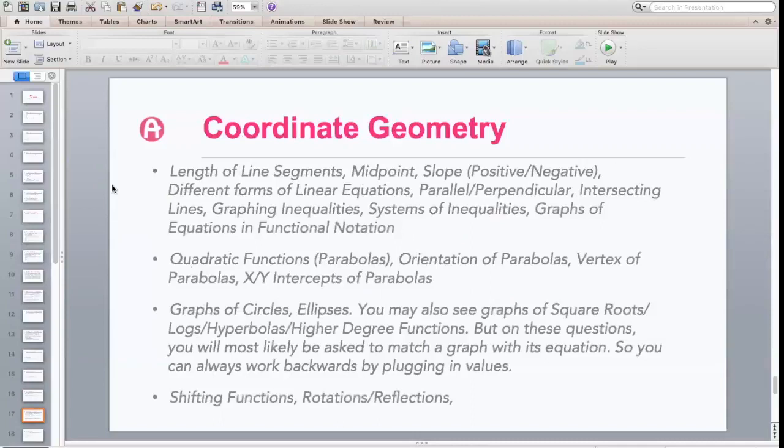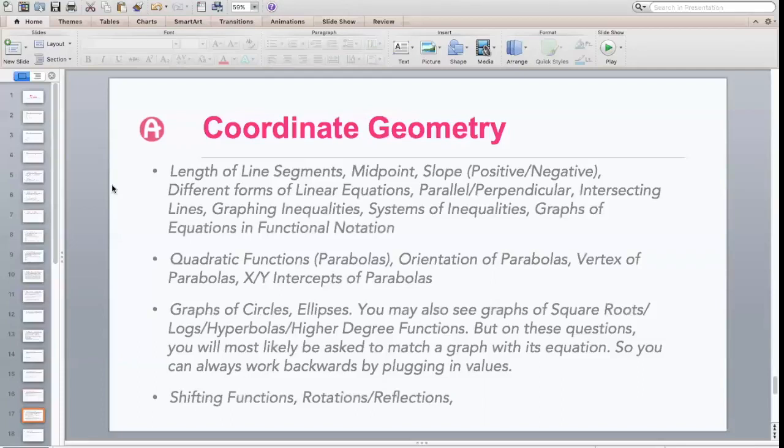They'll need to be able to find the length of line segments. Although they don't need to memorize the distance formula, I find it's helpful for them to conceptually understand what they're doing. Also calculating midpoint and slope, knowing the difference between positive and negative.